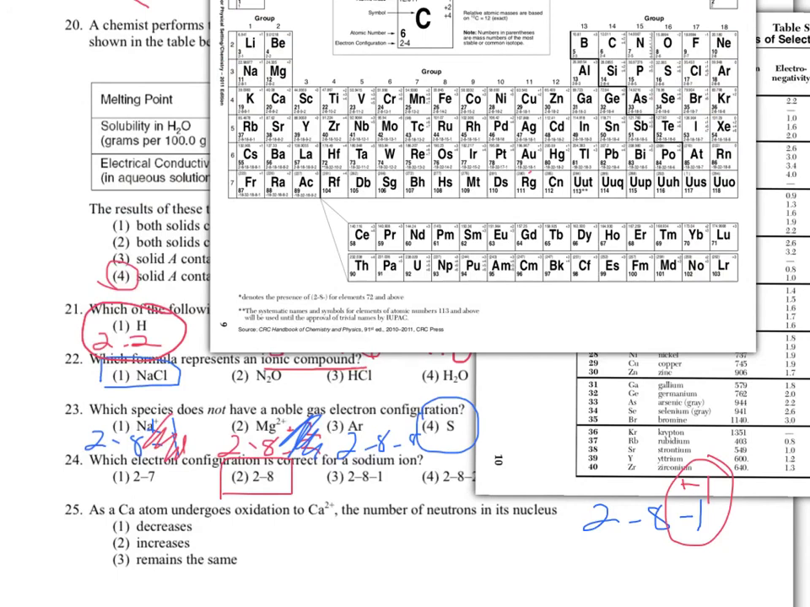Question number 25 asks about the number of neutrons in the nucleus as a calcium atom becomes a calcium plus 2 ion, meaning the calcium atom loses 2 electrons to become an ion. When that occurs, nothing changes in the nucleus. We are not studying nuclear reactions, so everything will remain the same.